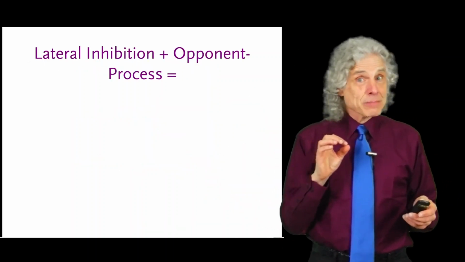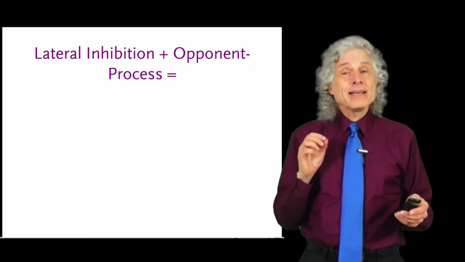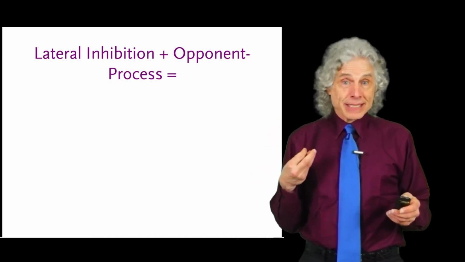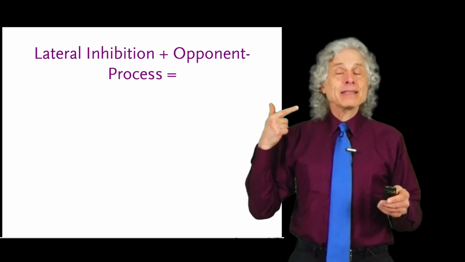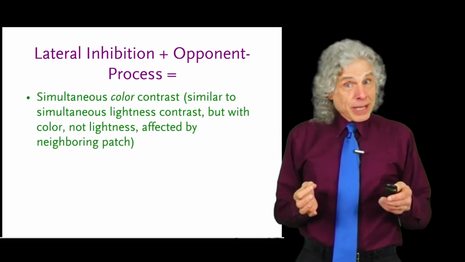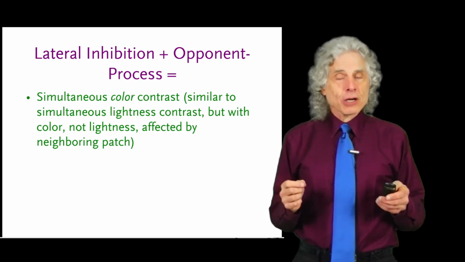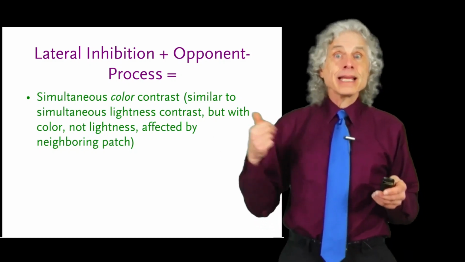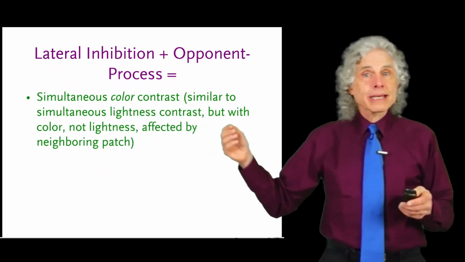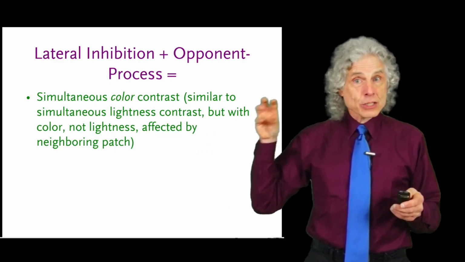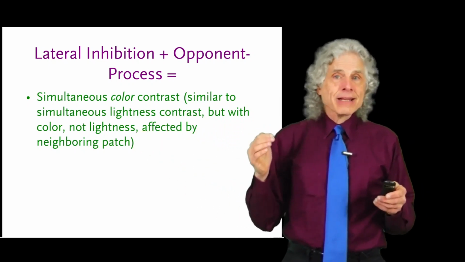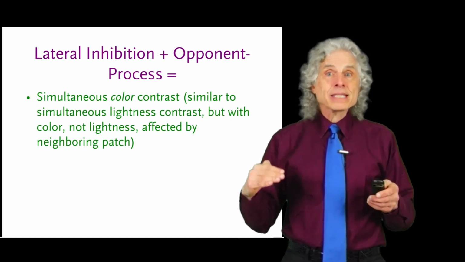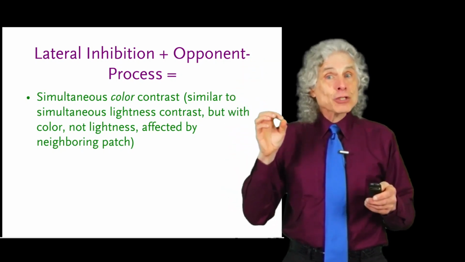Now, I'm going to ask you to take a bit of a mental leap. Forgive me. I want you to combine the concept that I have just explained, namely opponent process circuitry, with the feature that I explained just before that, namely lateral inhibition. When you combine them, you get a phenomenon called simultaneous color contrast. This is similar to the simultaneous lightness contrast that I just showed you with that long gray rectangle or the identical gray spots in different contrast surrounds. But now, instead of the circuitry making something seem a little lighter, a little darker, now it's going to change the qualitative appearance of what you see.